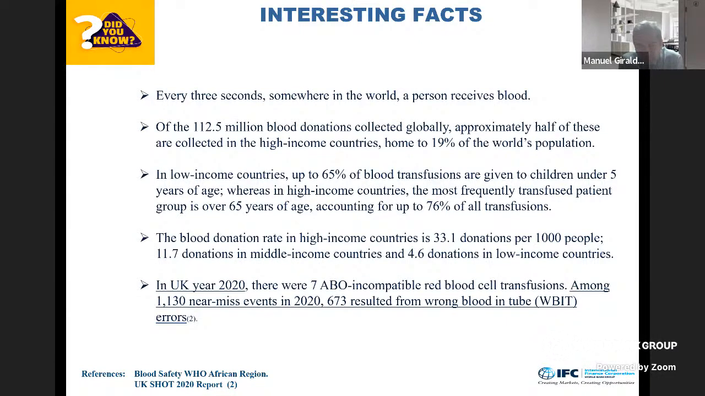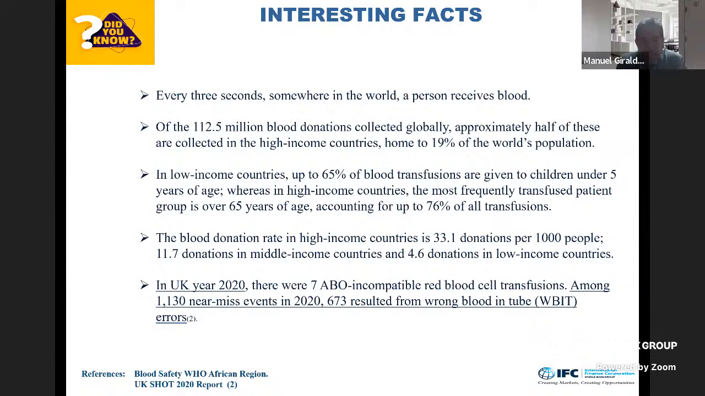There are other interesting facts, and there are many. The blood donation rate in high-income countries is about 33 people donating blood per 1,000 people, whereas in low-income countries, only 5 people donate blood. So that obviously puts a strain on the healthcare system in low-income countries. There are many reasons why that happens, and maybe we'll see what Dr. Titus will tell us about that.